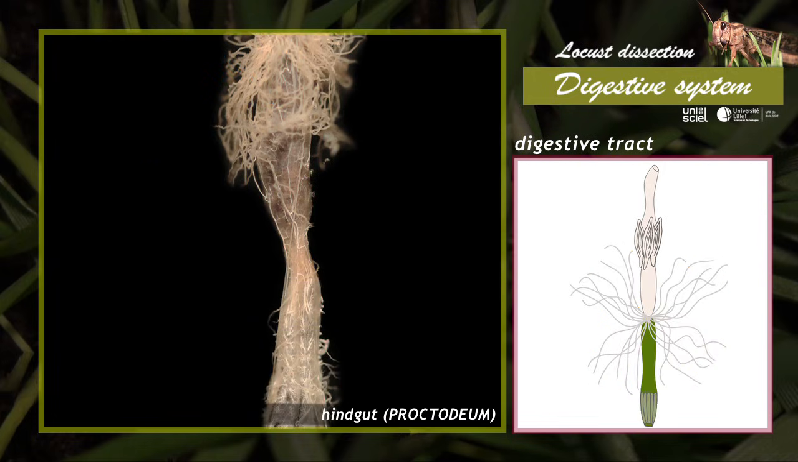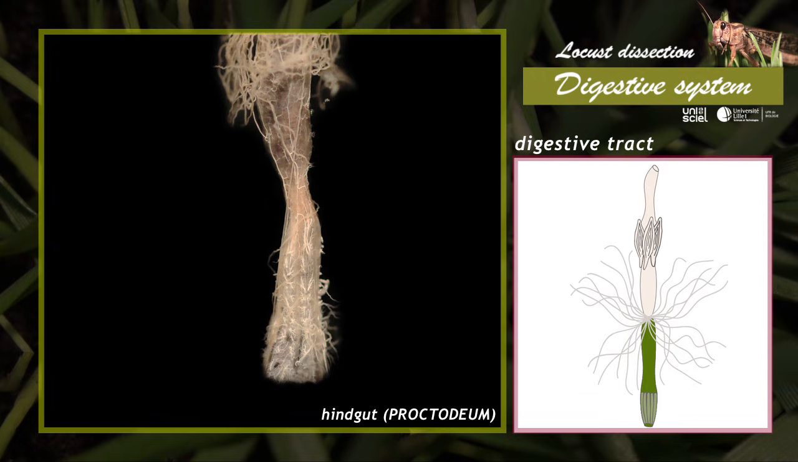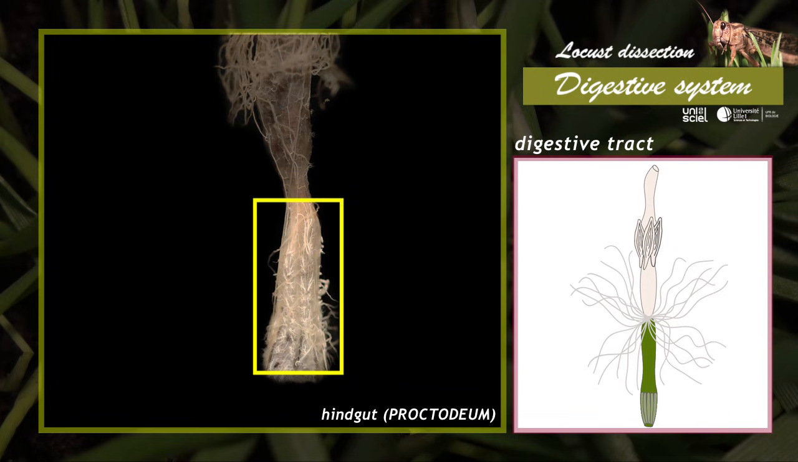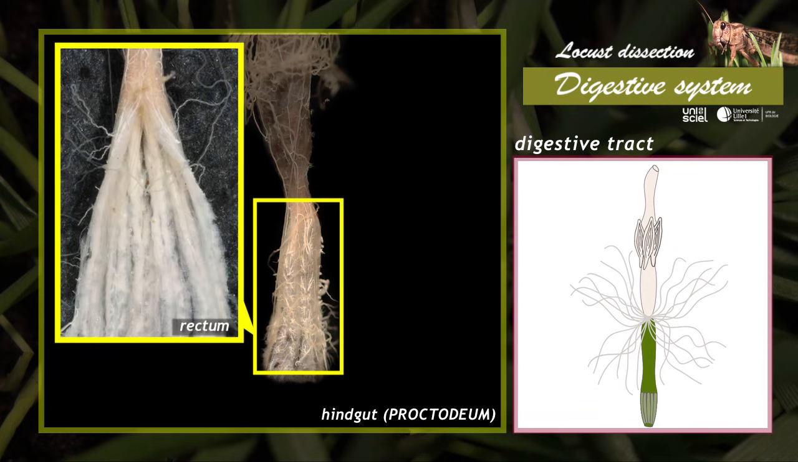The hindgut, or proctodium, includes a short ileum, the colon, and the rectum. The rectum is marked by 6 longitudinal ridges and bears the rectal papillae.